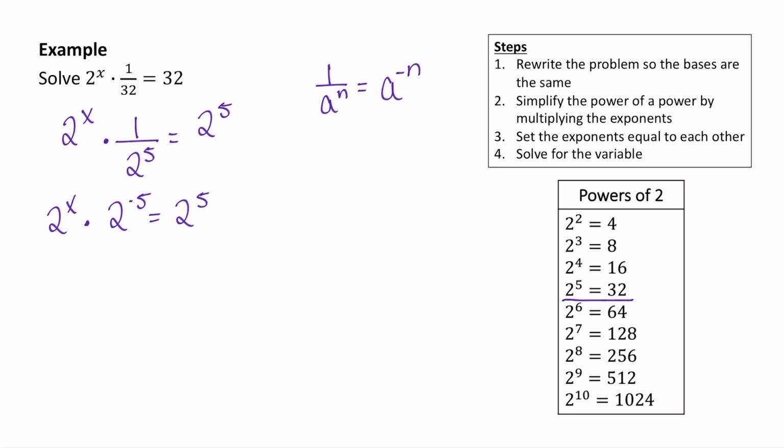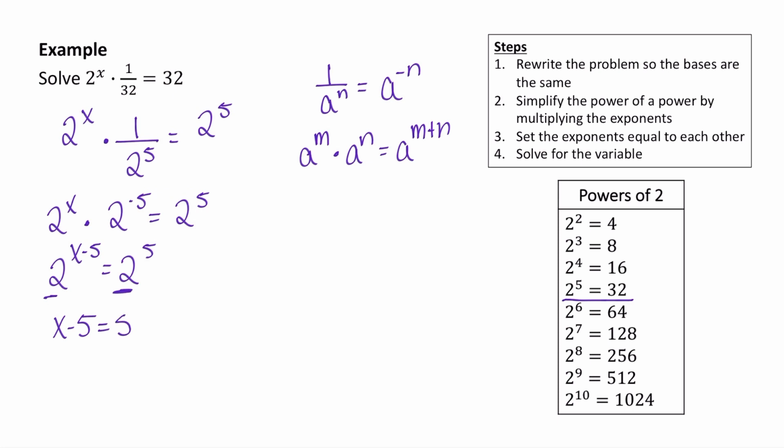Well, now we're multiplying two things with the same base but different exponents, so I'm going to use another exponent property. If I have a to the m times a to the n, remember that tells me that I can add the exponents together. So when I add the exponents together, I get 2 to the x minus 5 equals 2 to the 5th. Now I have the same base, which is what I was looking for, so I can set the exponents equal to each other. I can say x minus 5 equals 5. Now I can solve this equation. I'm going to add 5 to both sides, and I get x equals 10.